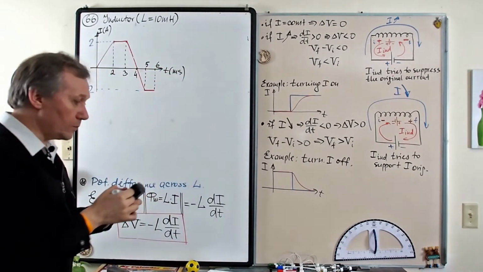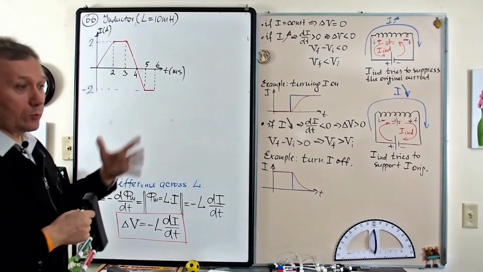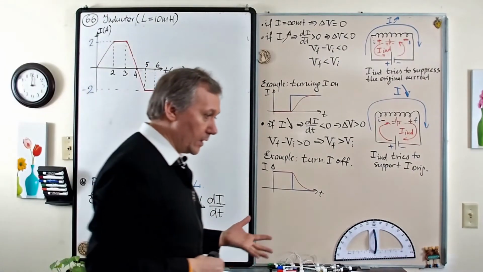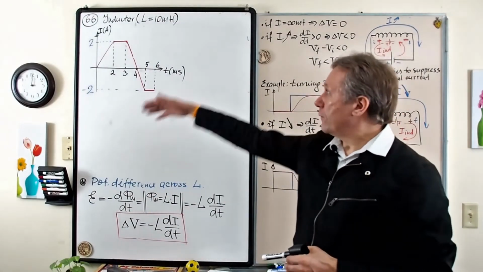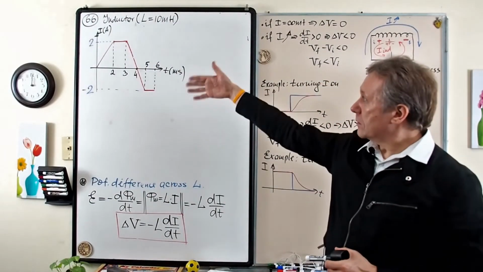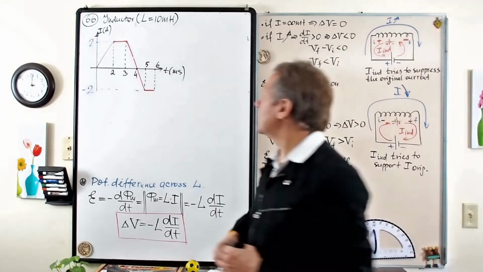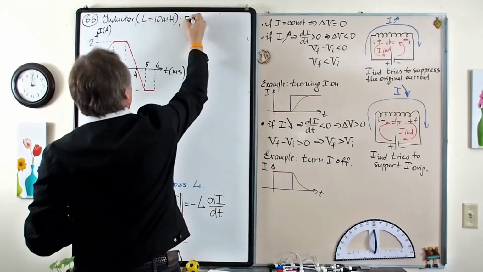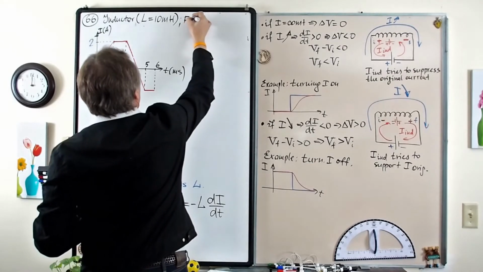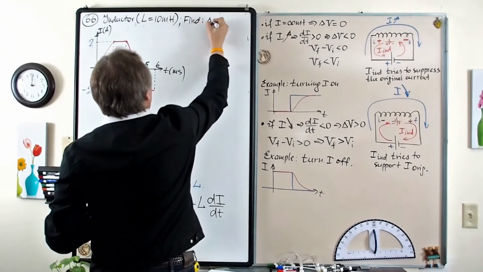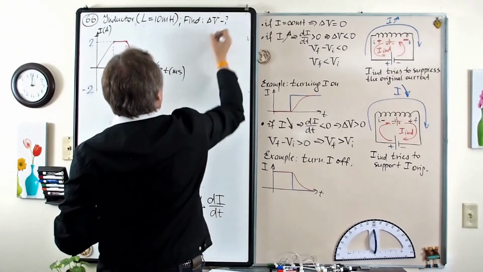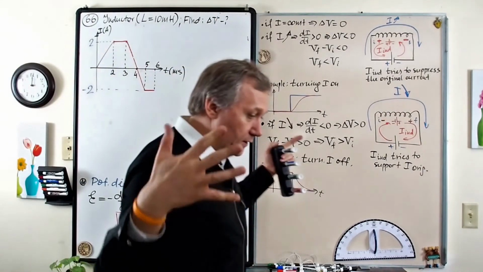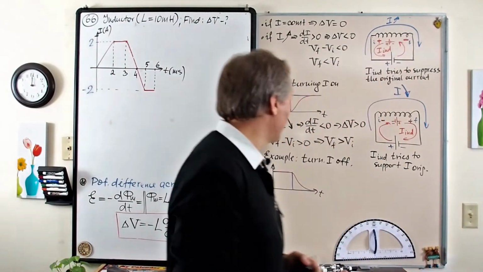Right. Okay, so before, what needs to be found? We need to find the potential difference across the solenoid for each period of time. So what needs to be found? Let me write. So we need to find delta V, right? And of course, we're going to have different delta V's for different periods of time.